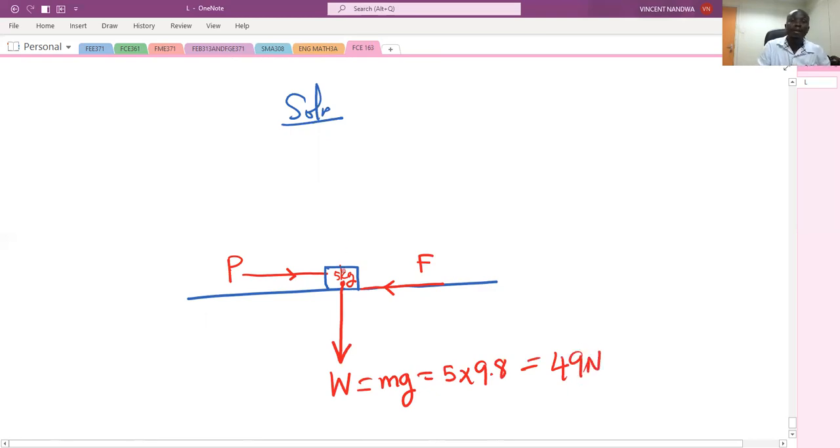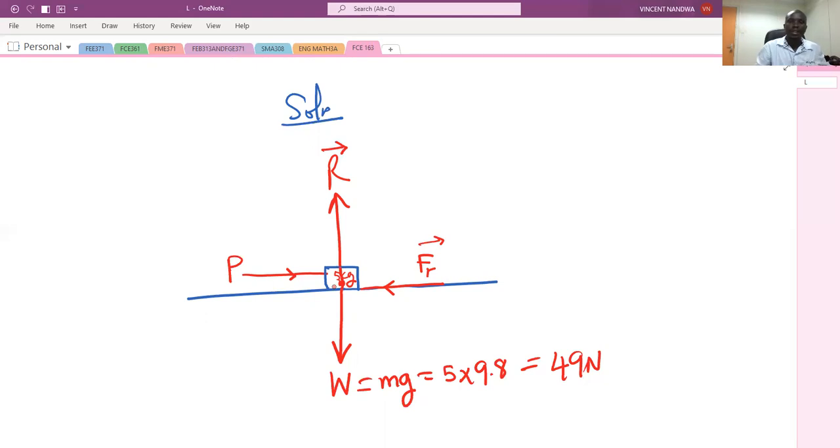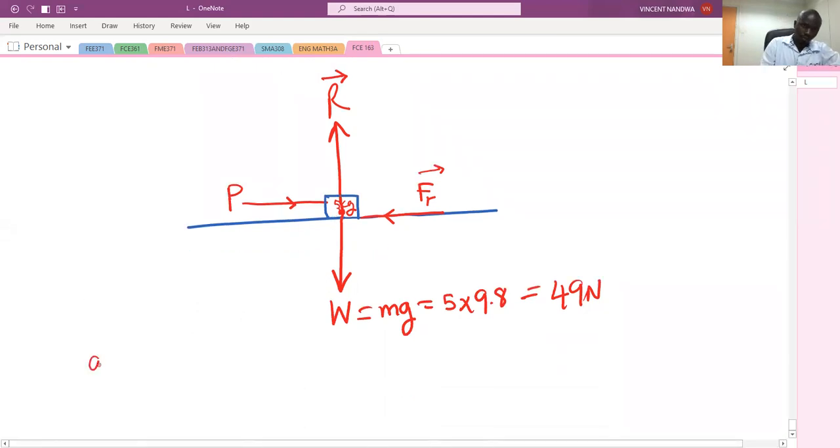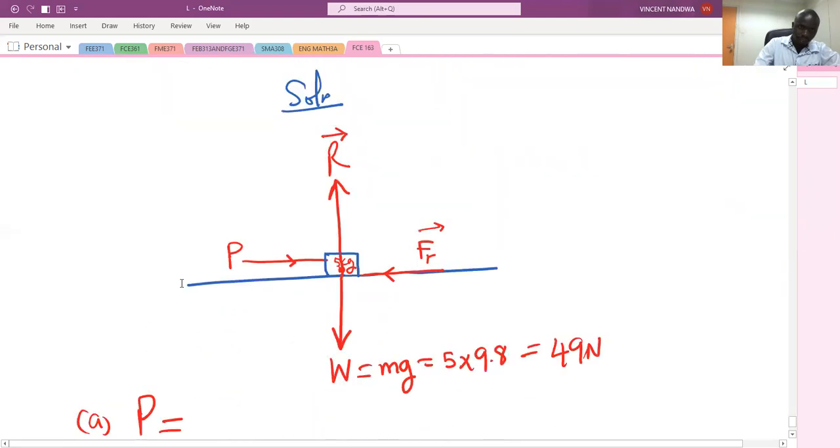And then usually in this case, the normal reaction is always opposite to the weight, and so it acts 90 degrees to the surface. So now, this is the case we have. Part A, the value of force P is 10 Newton.